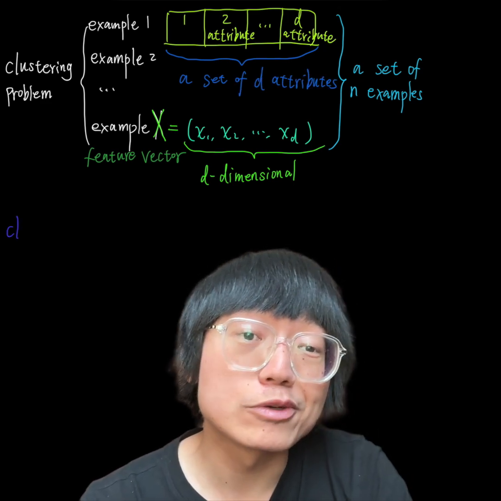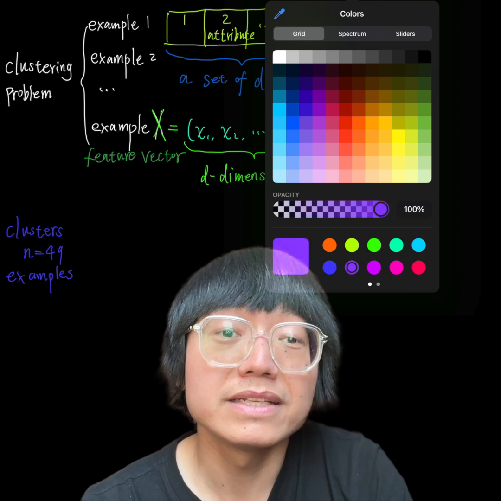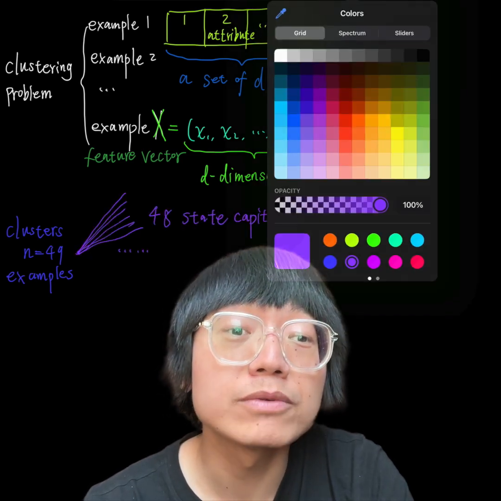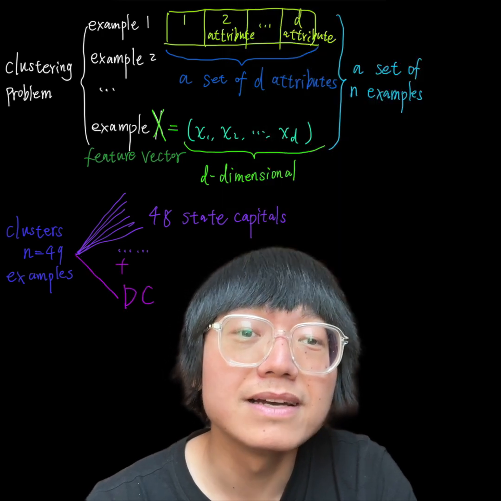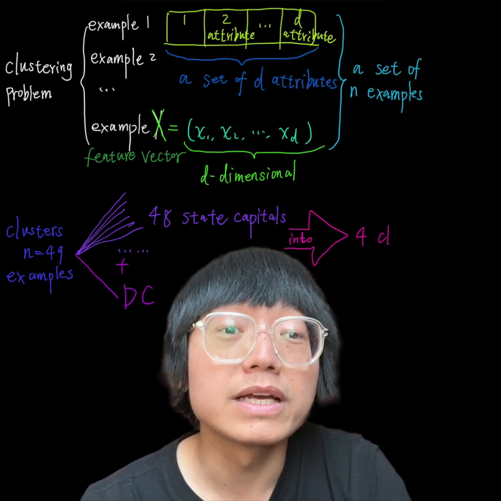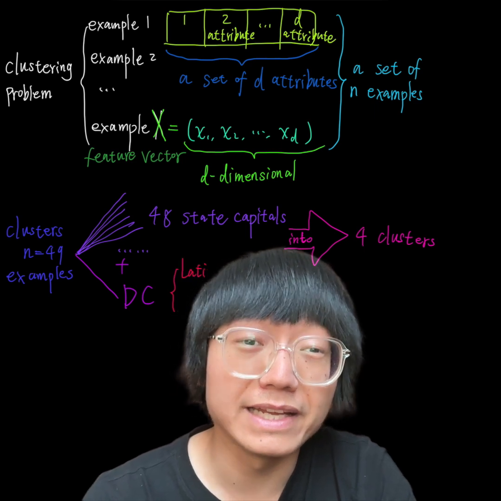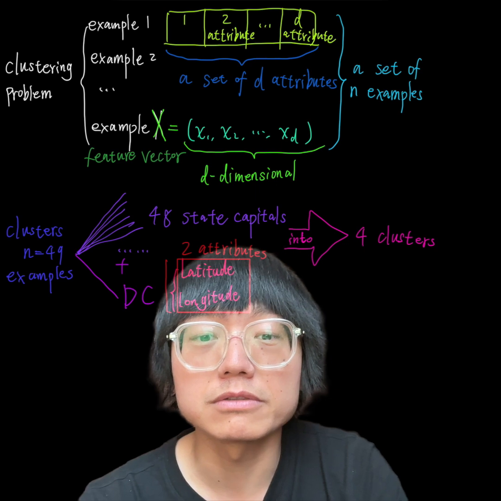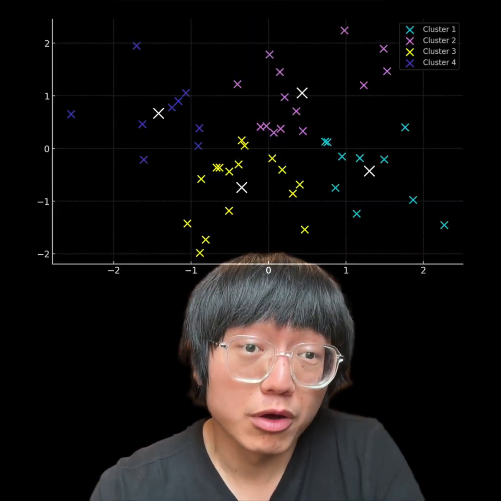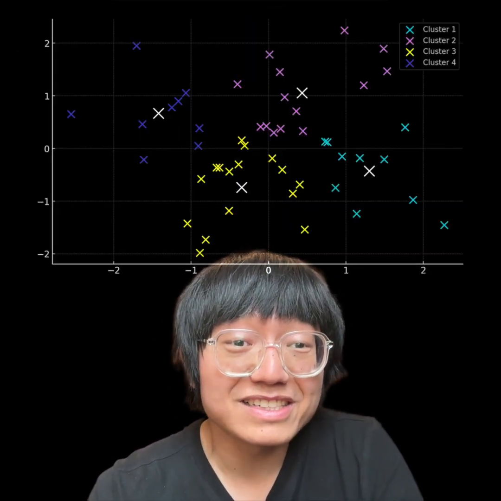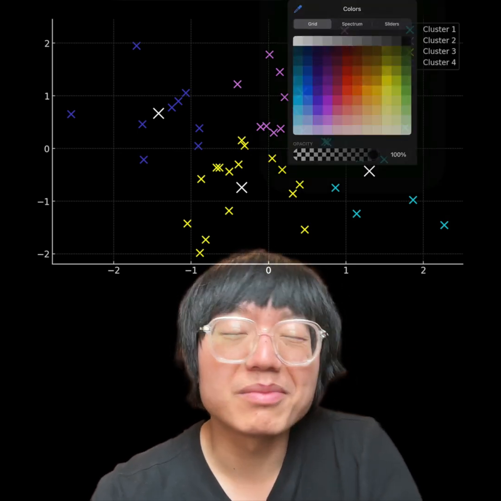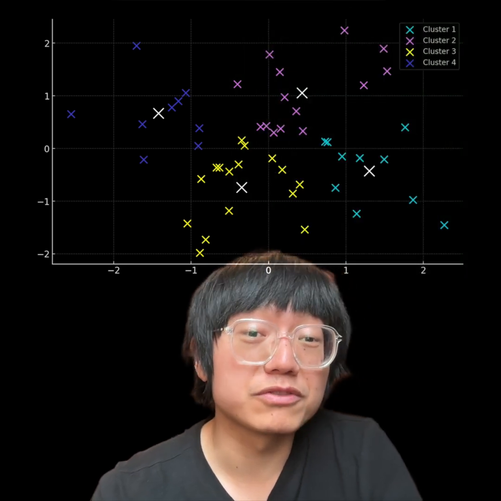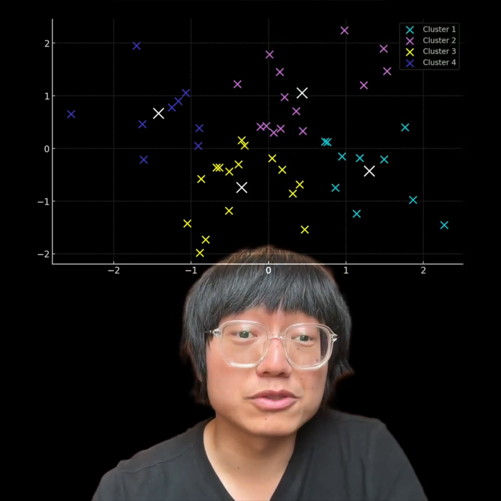So in our last clustering problem, n equals 49, which means we have 49 examples: the 48 state capitals plus the District of Columbia, to be grouped into k equals 4 clusters. Each example has 2 attributes, the latitude and the longitude of the capital. We just formally defined a clustering problem where each example in the dataset has attributes common to others, but the values vary. So here, the clustering involves the capitals of the 48 contiguous states plus the District of Columbia.